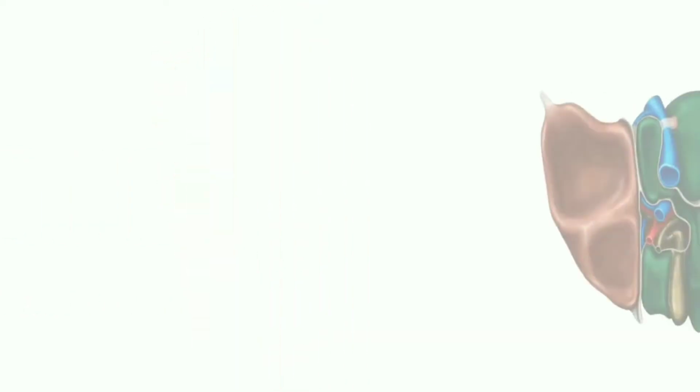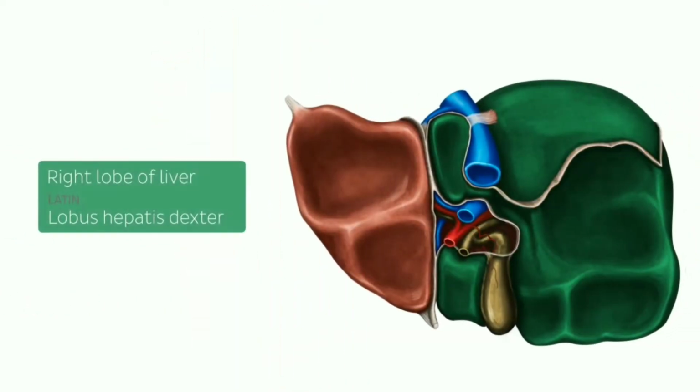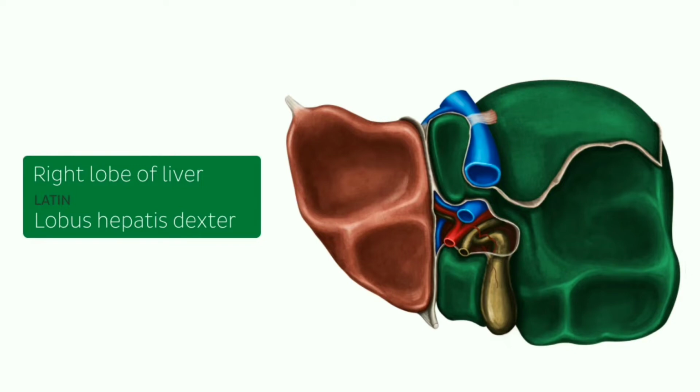The next lobe of the liver we will look at is the larger right lobe of the liver, which is seen here highlighted in green. The right lobe is situated in the right upper quadrant and is separated from the left lobe of the liver via 3 ligaments. Anteriorly, it's separated from the left lobe by the falciform ligament. On the upper half of the posterior surface, it's separated by the venous ligament. And finally, on the lower half of the posterior surface, it's separated by the round ligament.